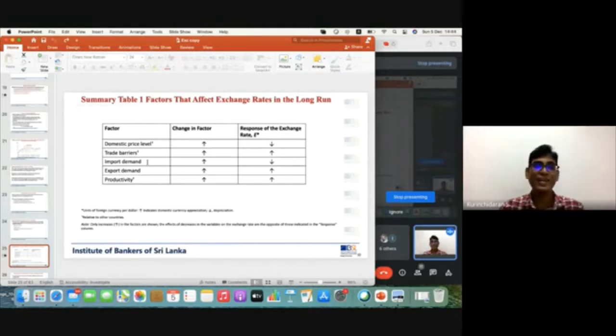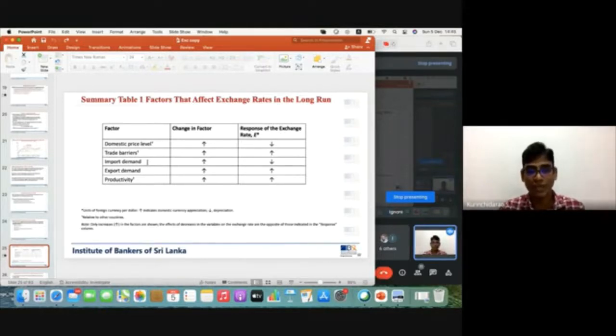And then finally, productivity. When the productivity increases, you produce at a lower cost. So your products are now at a lower cost, then you will be selling at a low price, so there will be a bigger demand for your product, so your currency will appreciate, because people try to buy our product paying rupees. So demand for rupees will increase, so the local currency will appreciate.